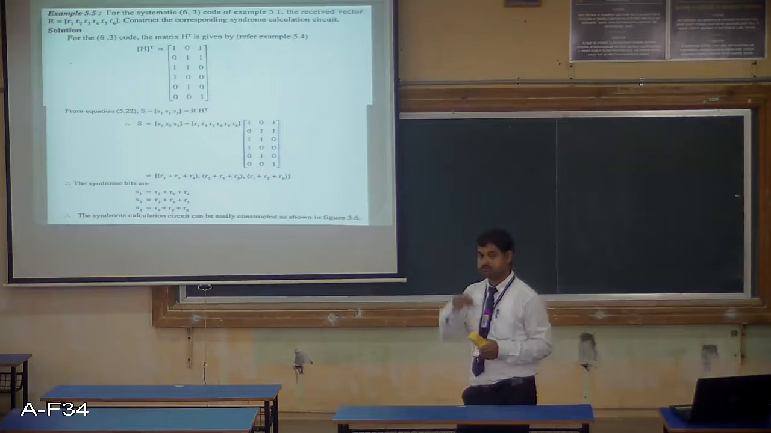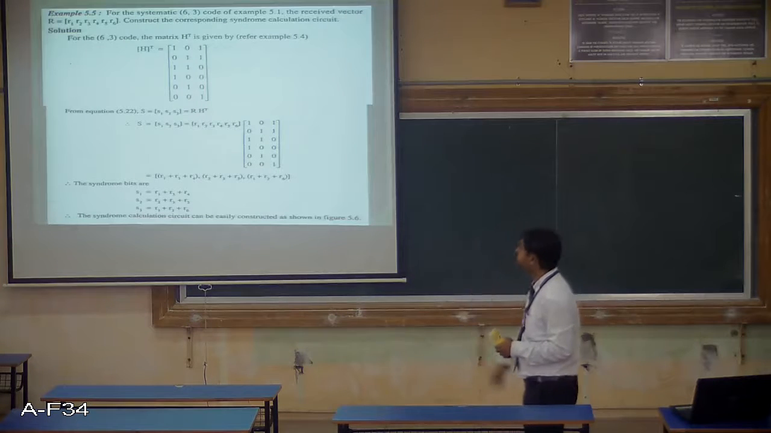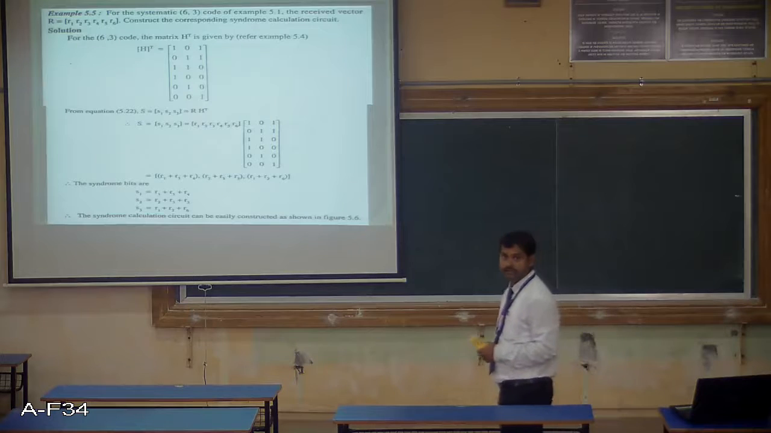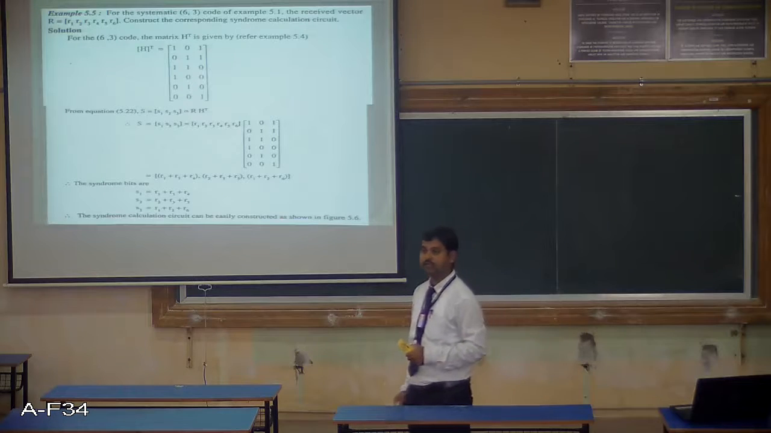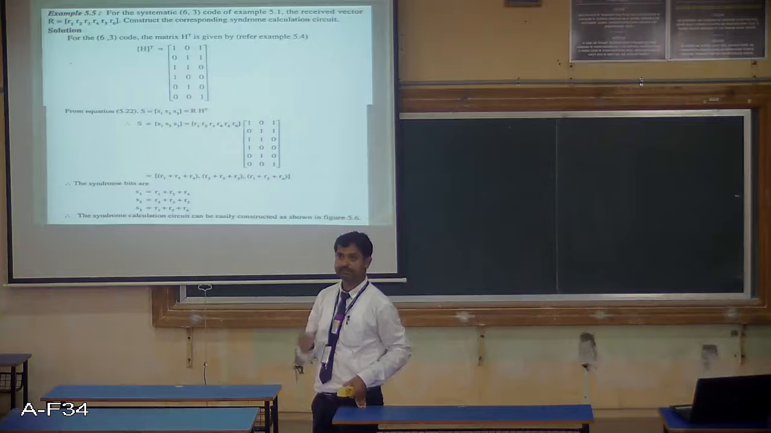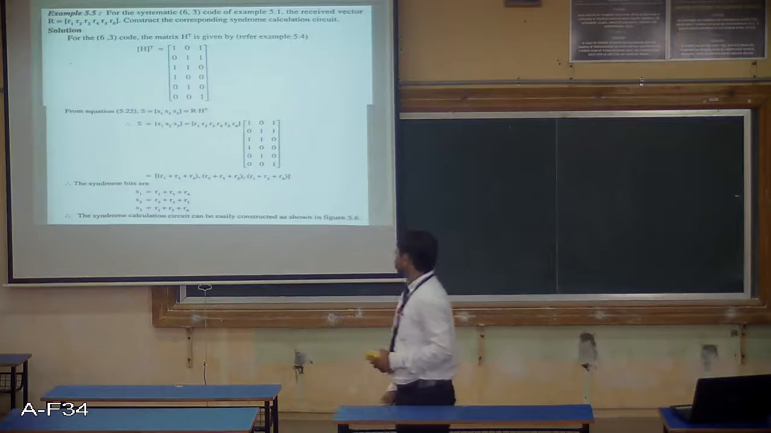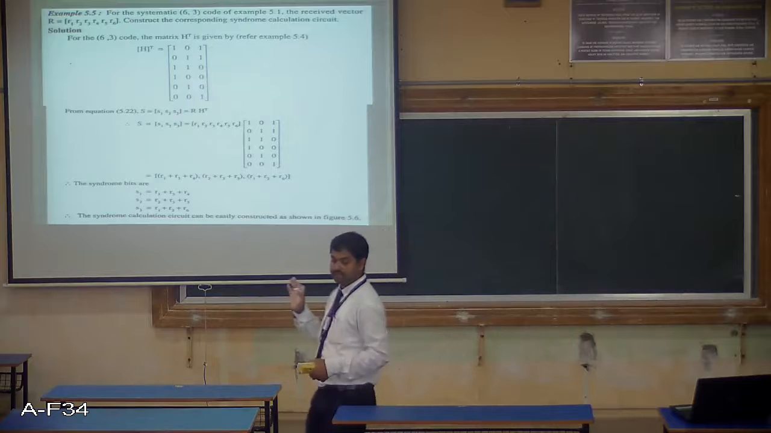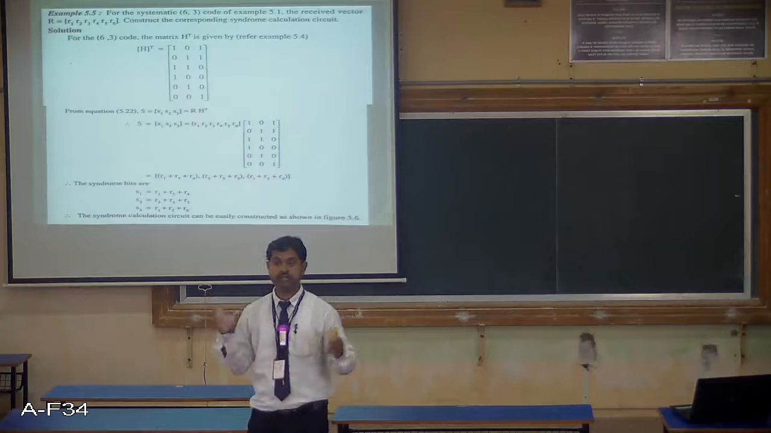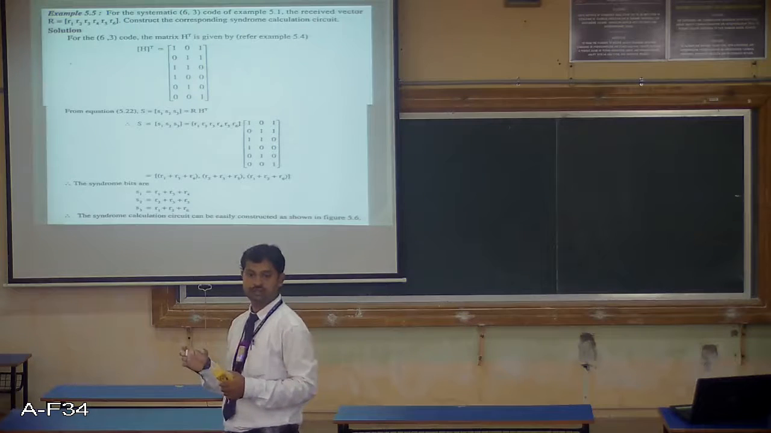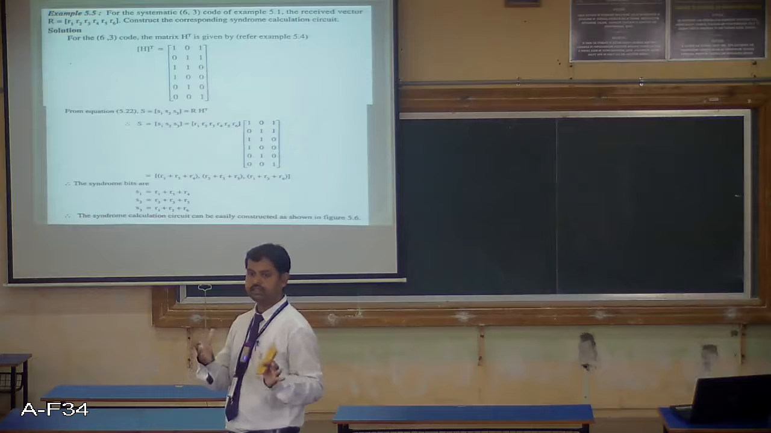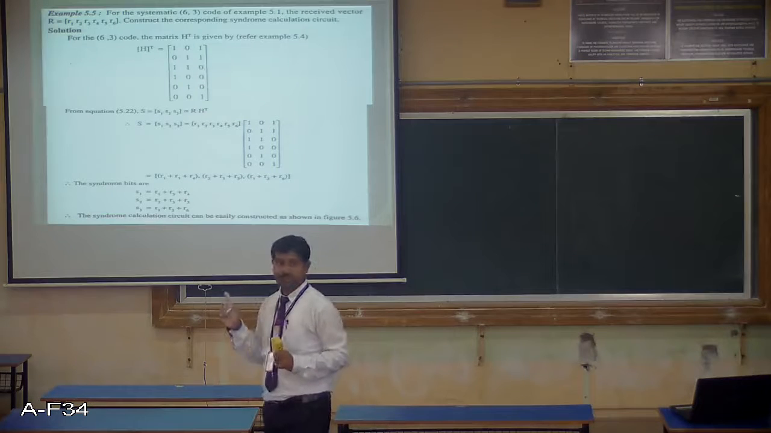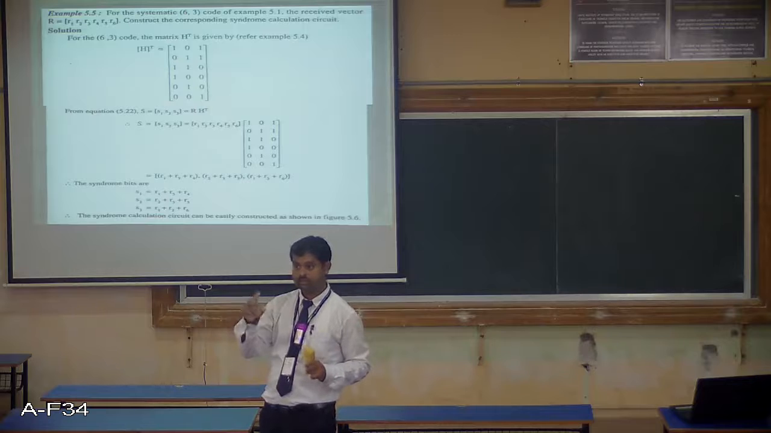Again, this is one problem. The received vector is R1, R2, R3, R4, R5, R6. Construct the corresponding syndrome calculation circuit. I just drew the generalized syndrome calculation before. Now particularly with a certain code. Previously we have seen that (6,3) code. Just try to refer to that.